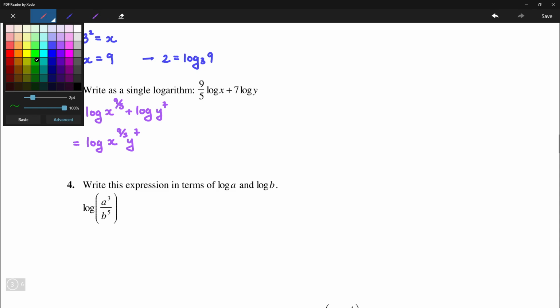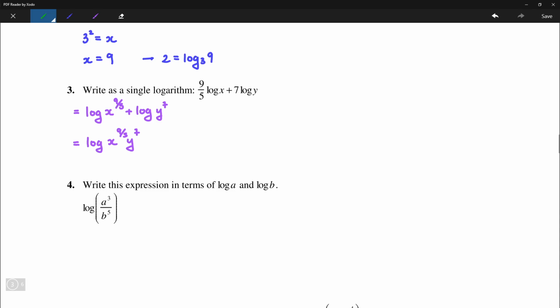Okay, moving on to number 4. We are going to rewrite this expression in terms of log a and log b. So first, we are going to separate the quotient and write it as a difference of logarithms. And then we are going to use the power rule. So we have 3 log a minus 5 log b as our answer.